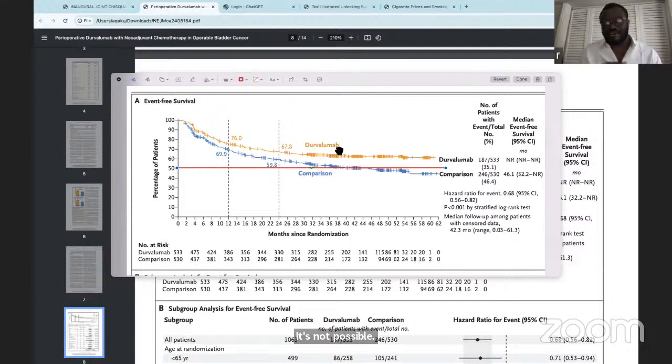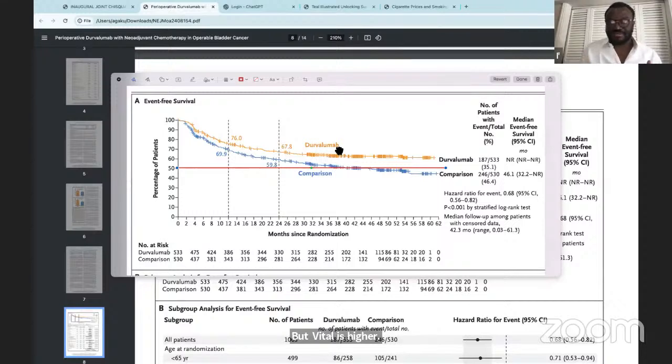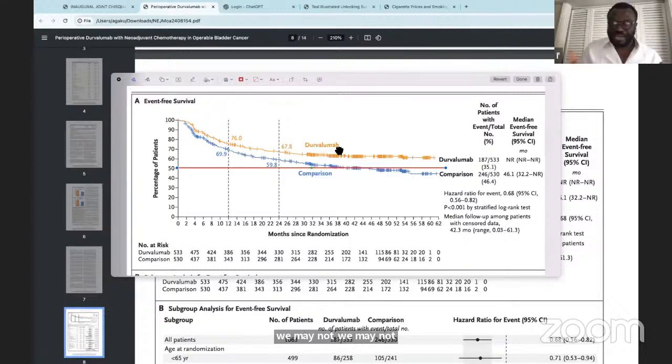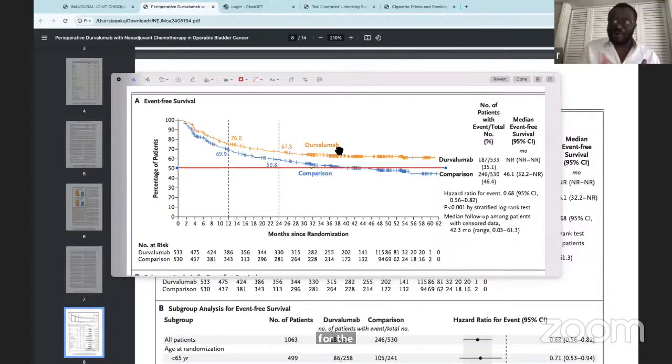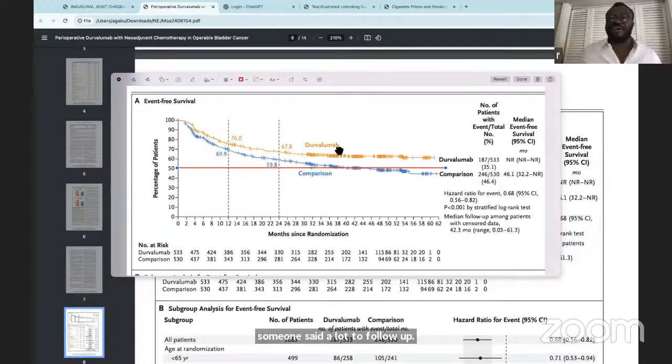And why is it that up to half of the people may not yet have developed the outcome? What are some of the possible reasons? Survival is higher. Okay, what else? Efficacy of the drug. The study duration may also be low. Exactly. Excellent. What else? Someone said lost to follow up. Exactly. We may have a lot of censorship. For all those reasons, we may be unable to calculate a median survival.